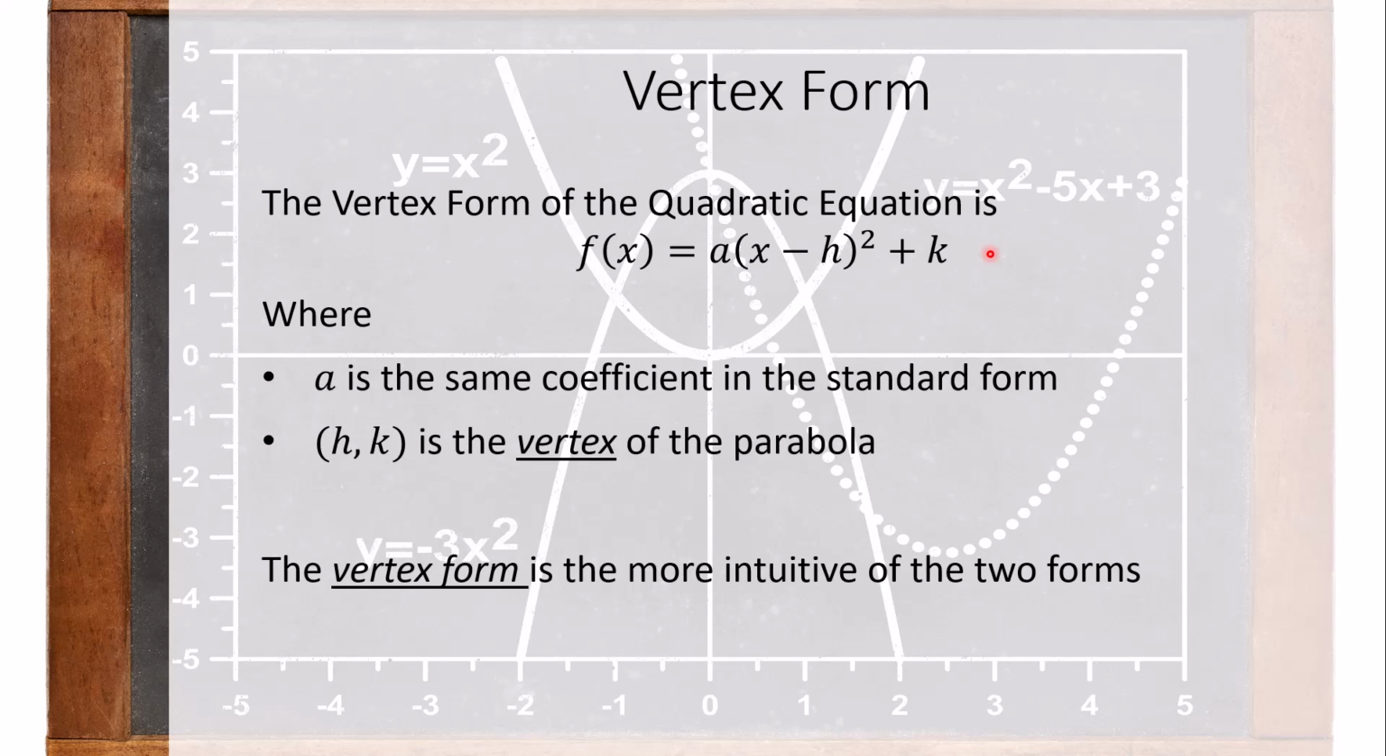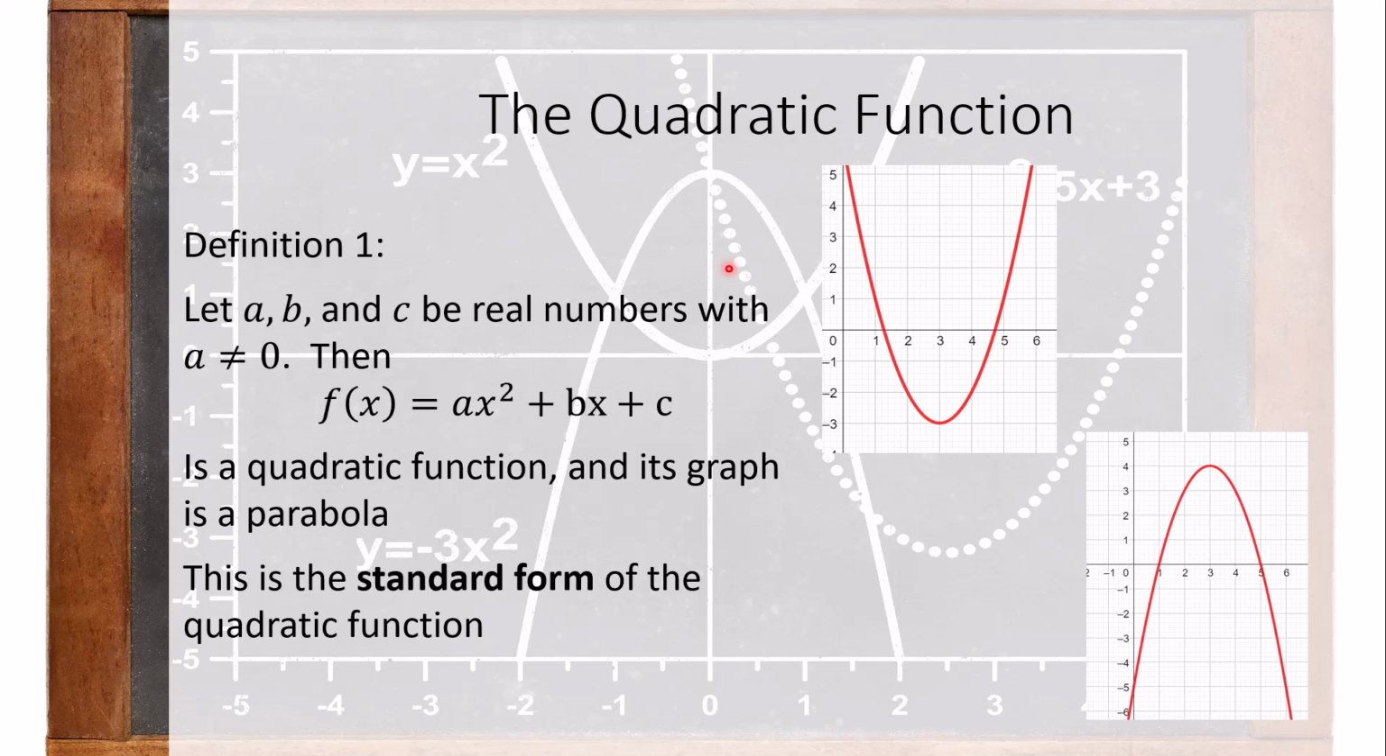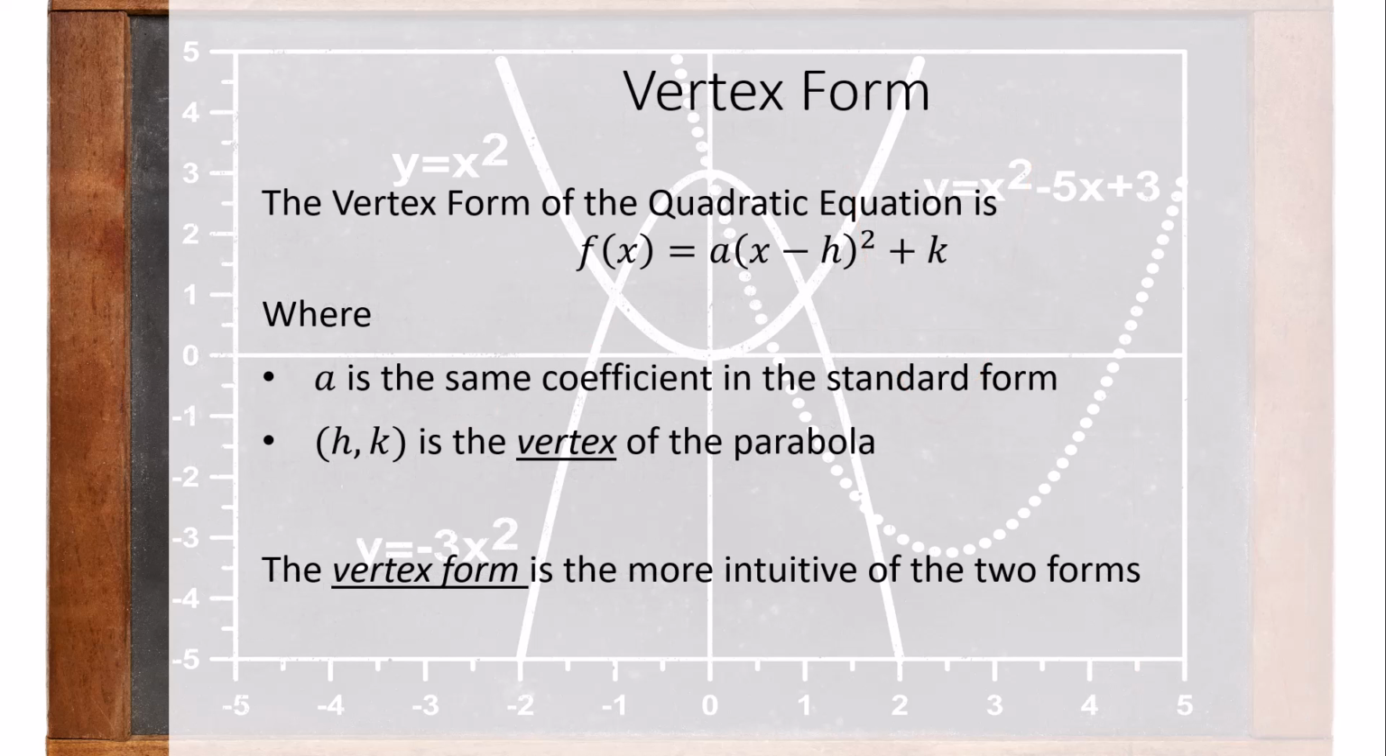Okay, the other form of a quadratic function is what we call the vertex form, and it looks like this. It's going to be a times the quantity x minus h, the entire thing squared, plus k. Now notice that this is a perfect square. And also notice that the a term here is the exact same parameter, the exact same coefficient, that is there.